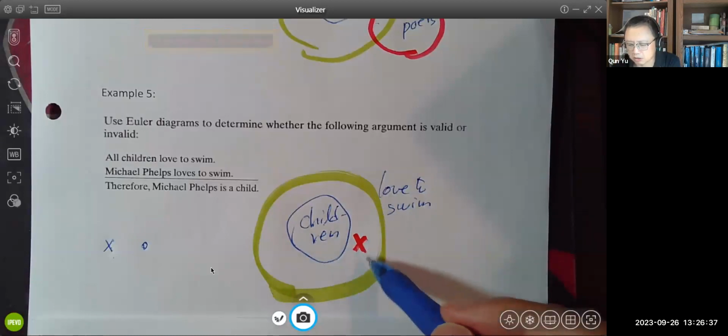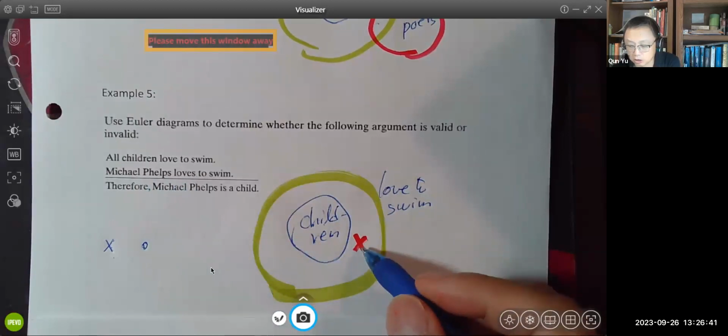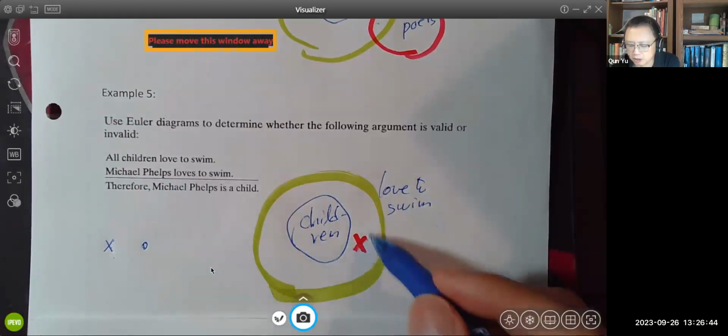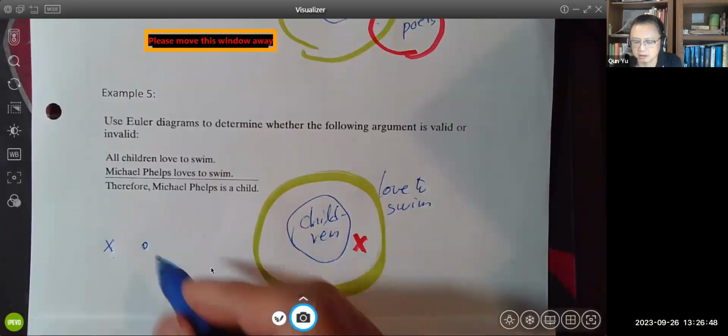So Michael Phelps loves to swim. Still good. But according to my drawing, Michael Phelps is not a child. So I have a different conclusion. This is invalid.